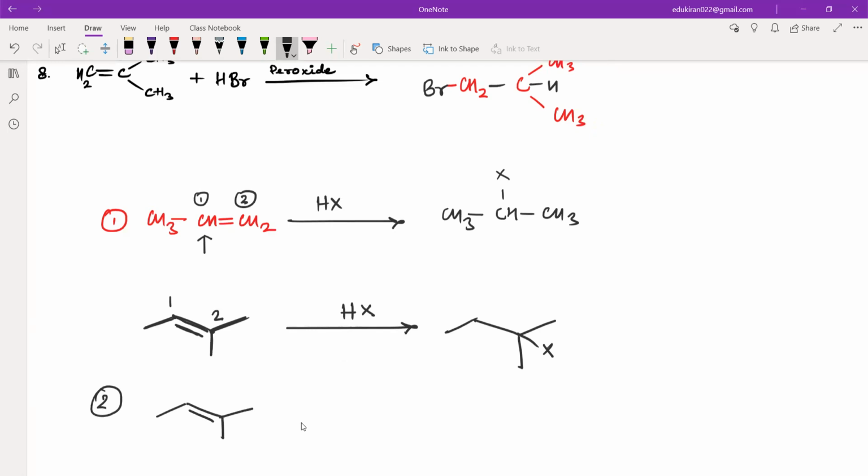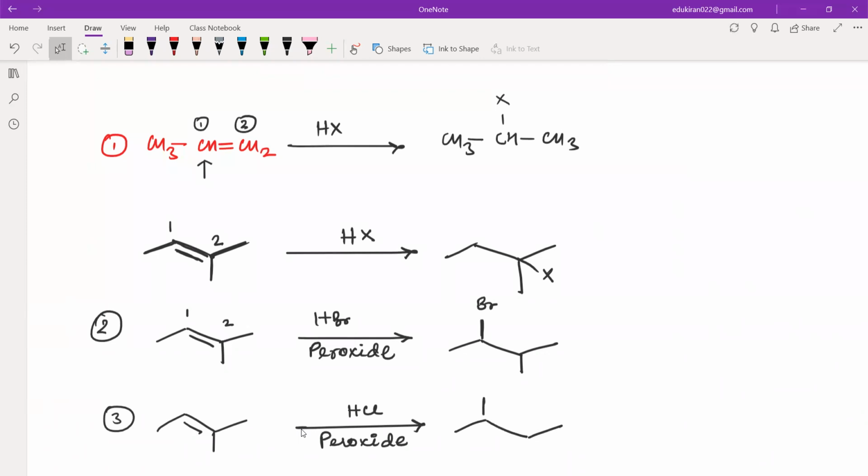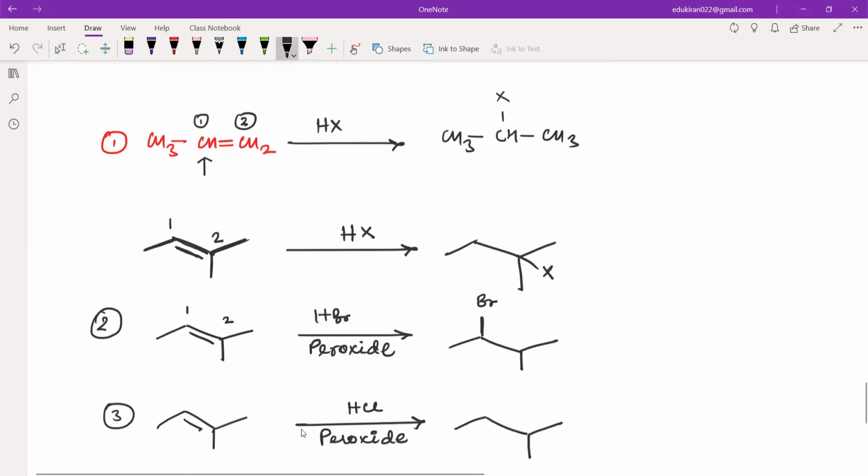We have the same molecule here, but we have HBr in the presence of peroxide. Now in this case, the Br will attach on the carbon with more number of hydrogens, that is the first carbon, which has one hydrogen. But if I have HCl and peroxide, then there will be no changes. Peroxide does not affect the addition of HCl. We will be putting it on the carbon with less number of hydrogens. Okay, so peroxide only has effect if you are using it with HBr. Otherwise, it does not have any effect.